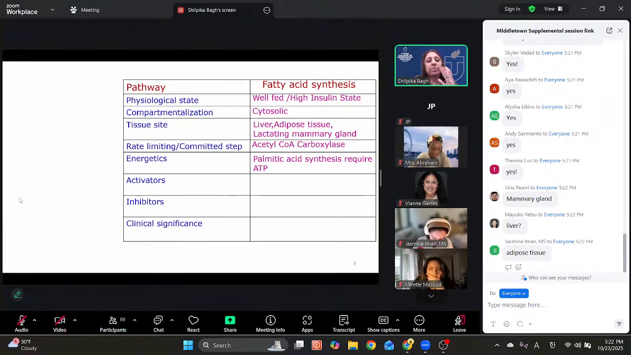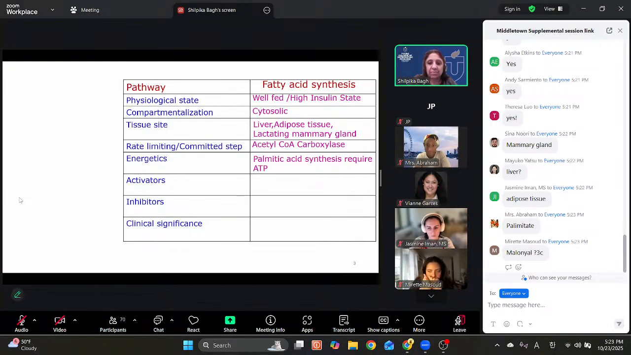What do you form by fatty acid synthesis? What kind of fatty acid do you first form in your body? Do you form a 16 carbon fatty acid with no double bond? Yes, that's known as palmitic acid. Very good. You cannot do synthesis without ATP.